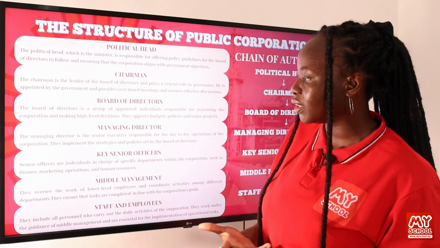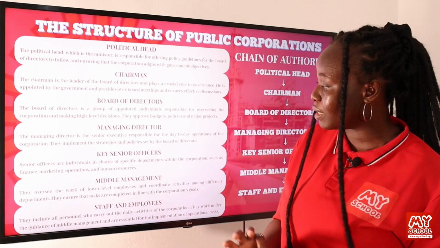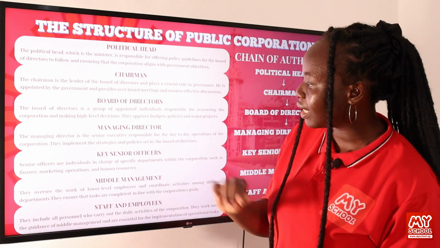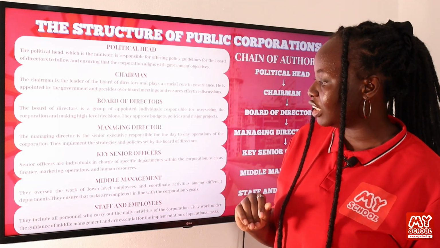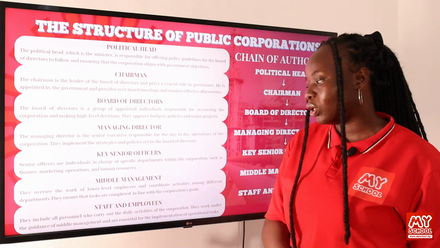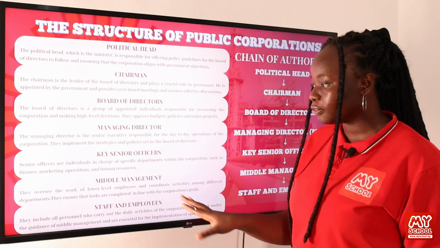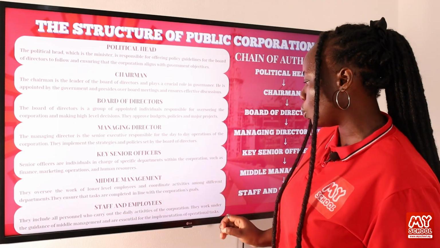Then we have key senior officers. So these senior officers are individuals in charge of specific departments within the corporation, such as finance, marketing, operations, and human resources. Then we have middle management. So this middle management oversee the work of lower level employees and coordinates activities among different departments. They ensure that tasks are completed in line with the corporation's goal.